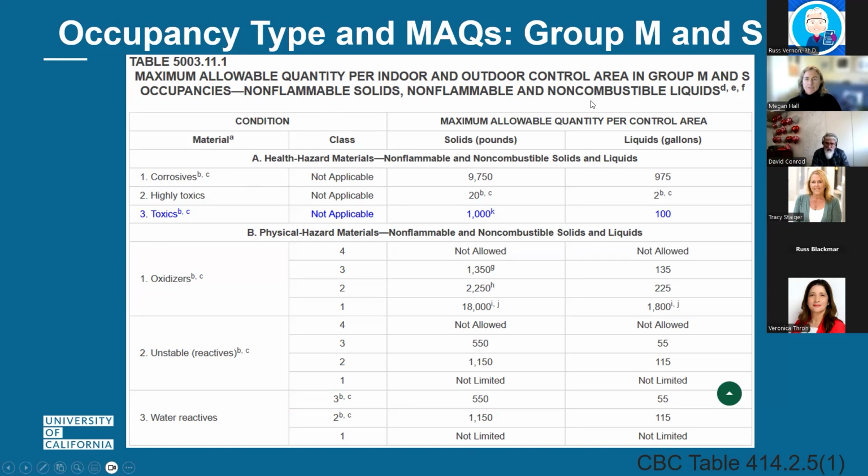And it's not listed here for every category. You don't really need to pay attention to all these numbers and limits, but I'm going to show you a side by side. In general, these limits are much, much higher than for our regular B control areas. But some materials, like class 4 oxidizers, are not allowed at all in any amounts. Even if you had a sprinklered building, they are not allowed. Okay, so some things are limited, some things you get more of.